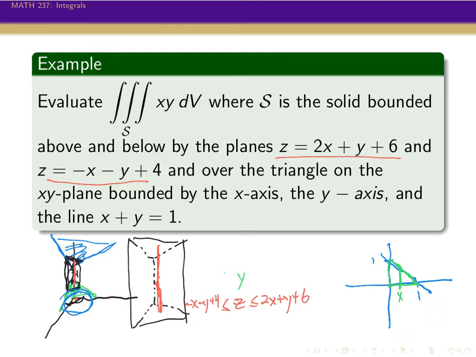So our y values are going from 0 to the line 1 minus x, and then the x values here are going from 0 to 1. Okay. And so these are going to be our bounds of integration.